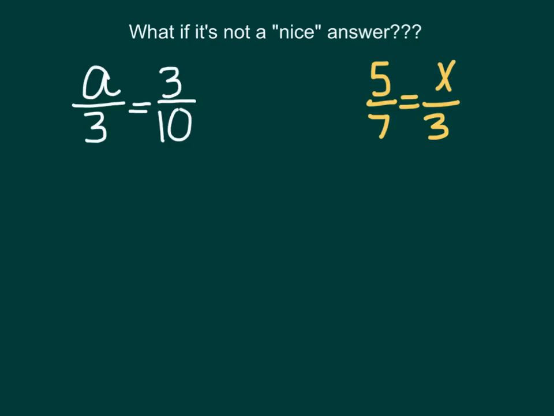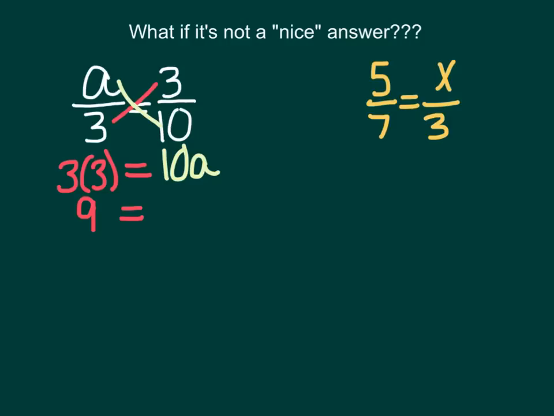Sometimes you're going to find out that your answer is not what we call a nice one. You don't have a whole number, or you don't have a nice terminating decimal. So let's see how you can leave your answer for these. So for this first one, I'm doing 3 times 3 equals 10a. Okay, 3 times 3 is 9. Then I'm just going to bring down my 10a. Now I know I need to get a alone, so I'm going to divide both sides by 10.